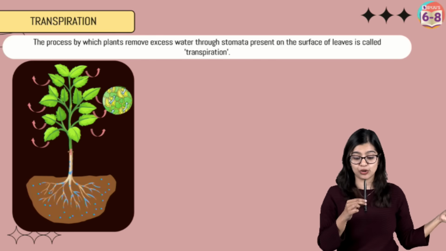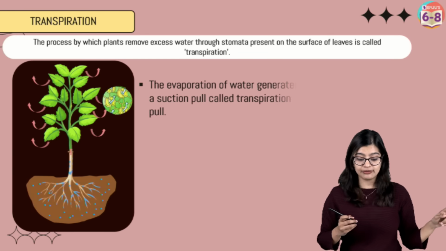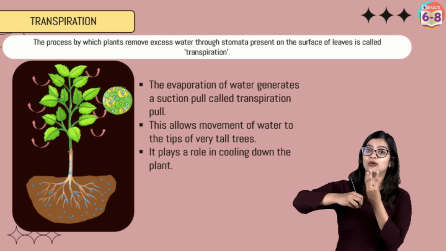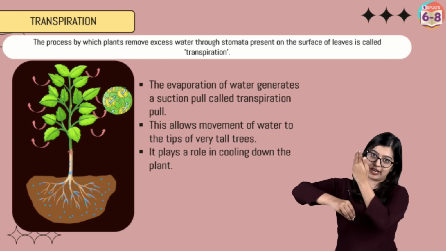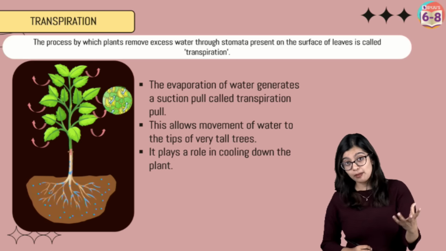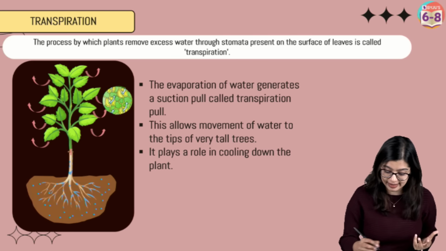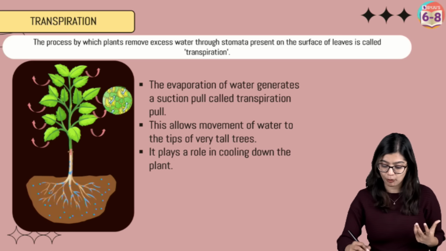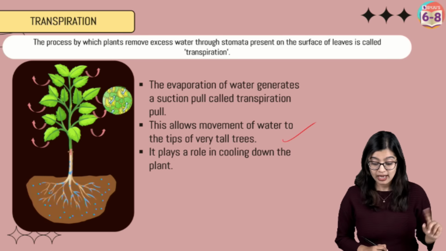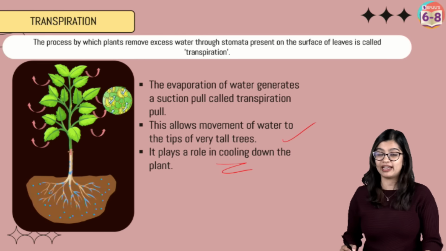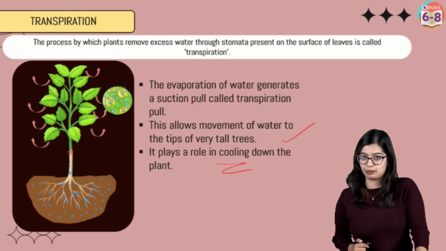And when it creates this suction pull, it's kind of like drinking water with the help of a straw, right? When you do, what do we observe? We see that a suction pull is created by which the water is then transported in the upward direction, right? So in the case of tall plants or tall trees, this suction pull plays a very important role in helping in the transport through xylem. And apart from that, transpiration is also very essential because it helps in cooling of the plant.